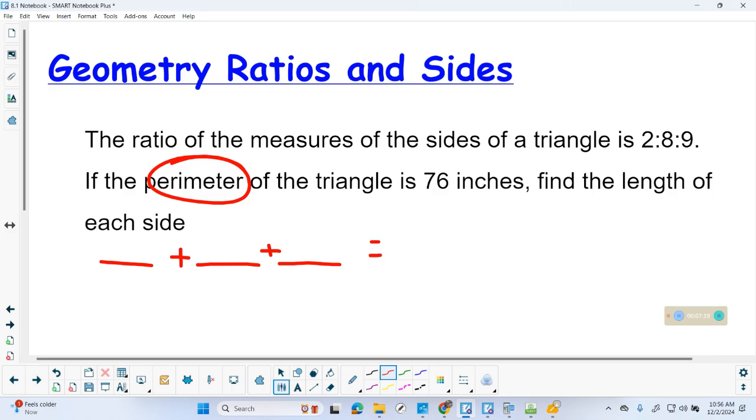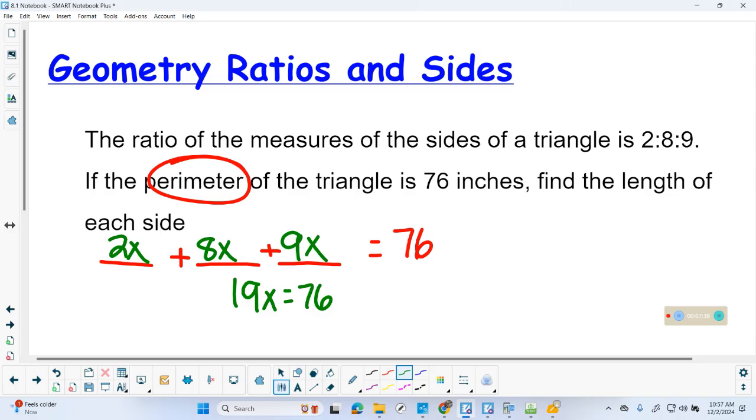What's the perimeter? 76. Okay, let's fill in the ratio part, 2 to 8 to 9. So 2x, 8x, 9x. Let's combine our like terms over there. You're going to have a total of 19 x's.